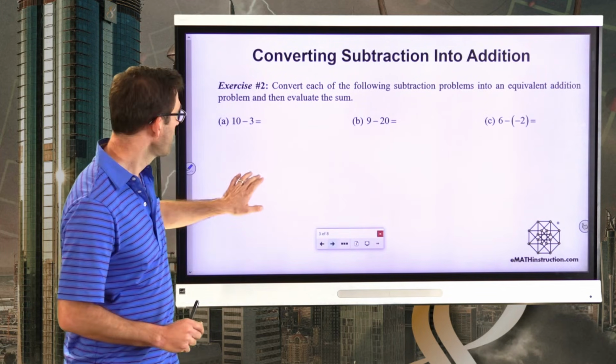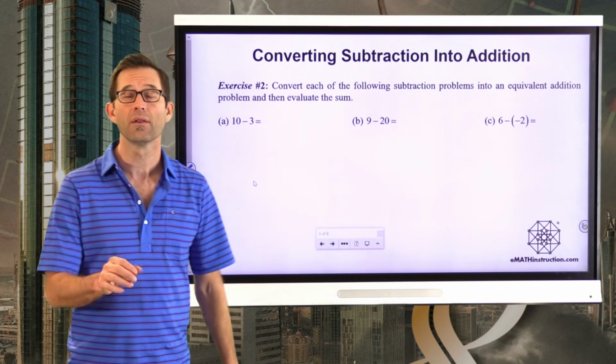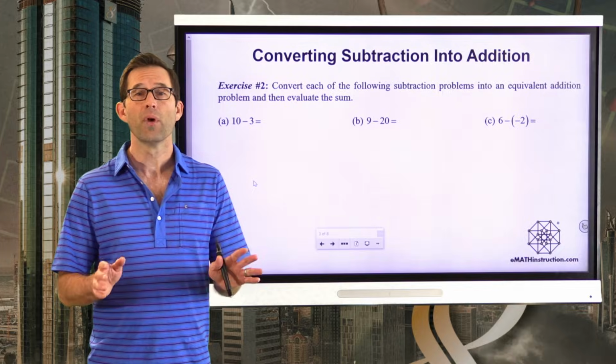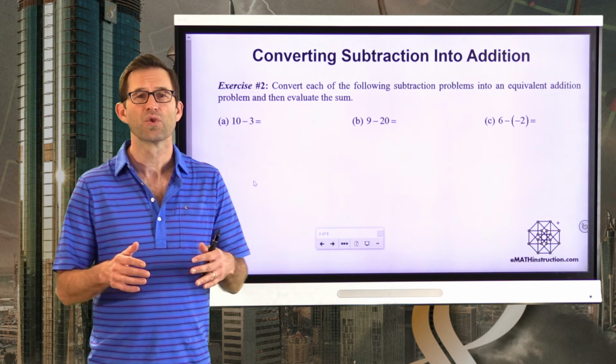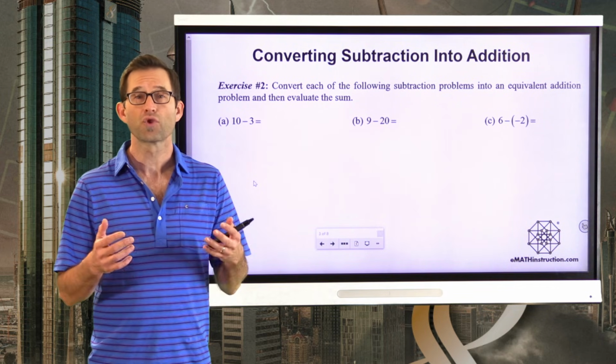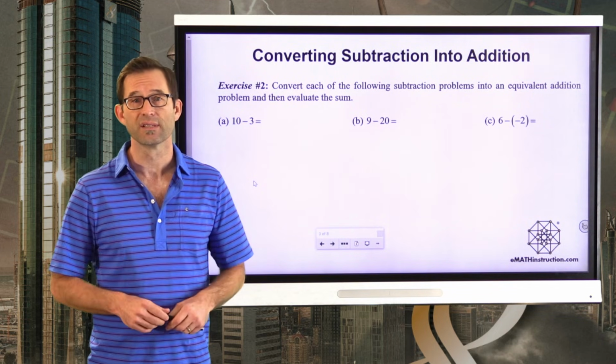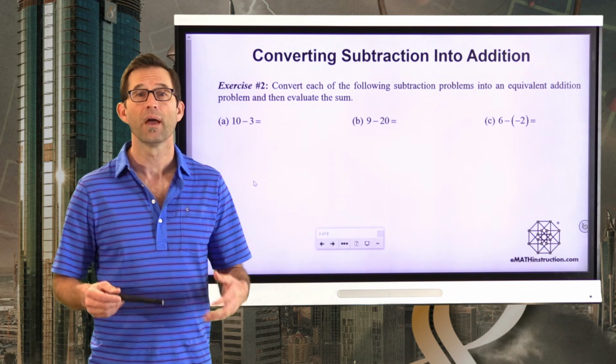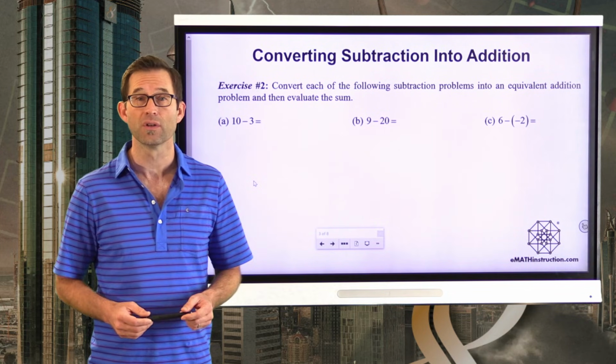All right, converting subtraction to addition. Let's take a look at exercise number 2. Convert each of the following subtraction problems into an equivalent addition problem and then evaluate the sum. Just for a moment, let me explain the idea behind this. Subtraction is not nearly as nice as addition, and the reason is subtraction doesn't have the associative and commutative properties that addition does.